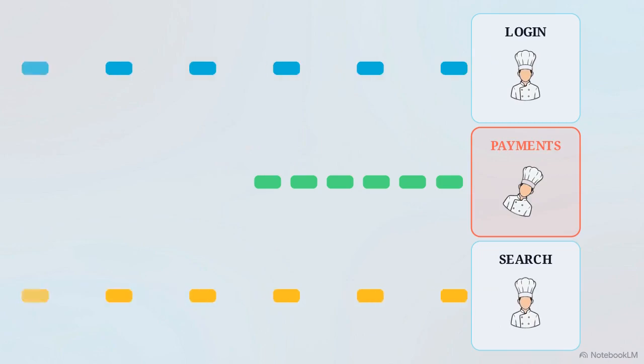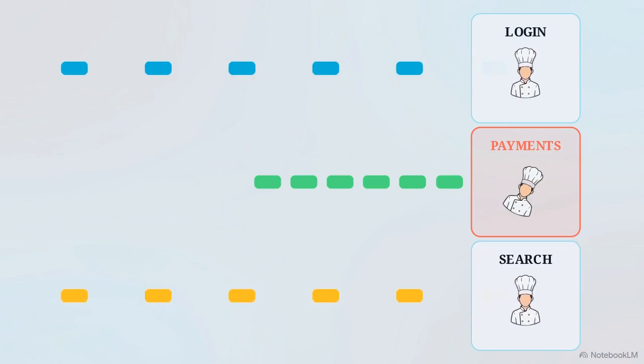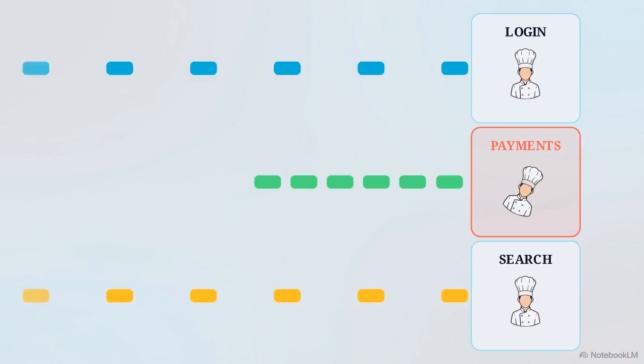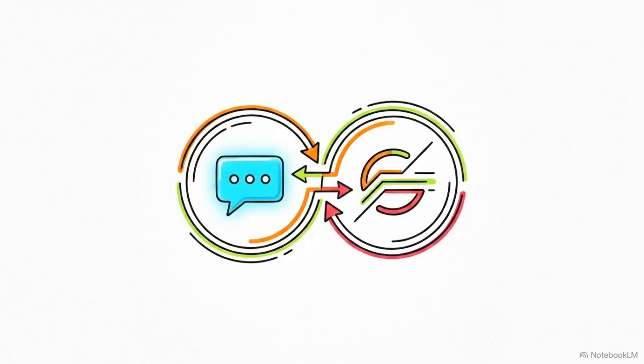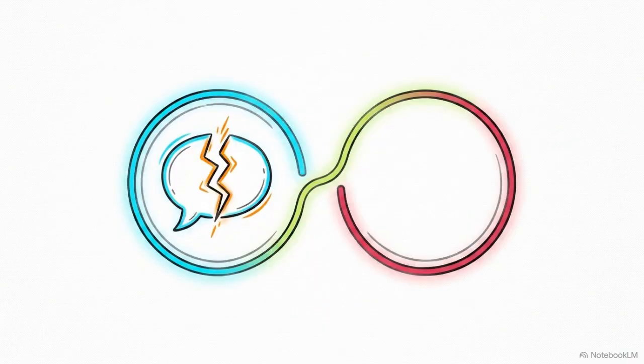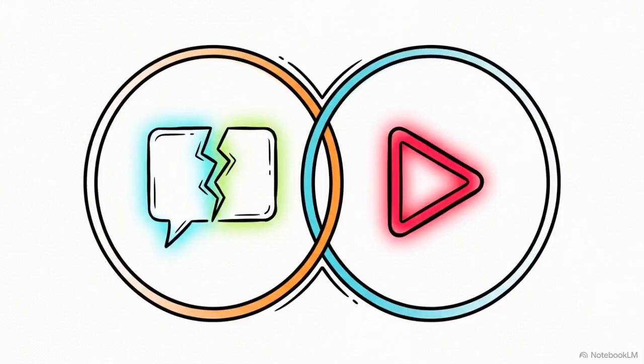This isolation makes the system incredibly resilient. If the payment station has a problem, the rest of the kitchen keeps running. This is exactly why a platform's messaging feature can go offline while the video player continues to work perfectly.